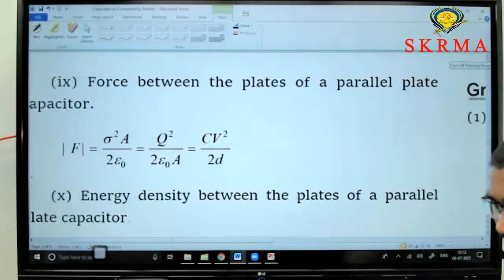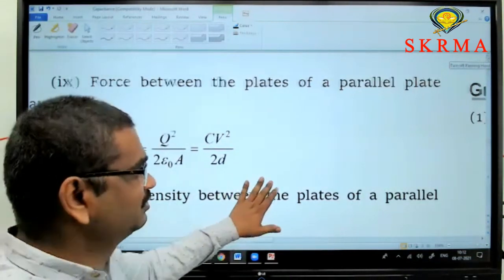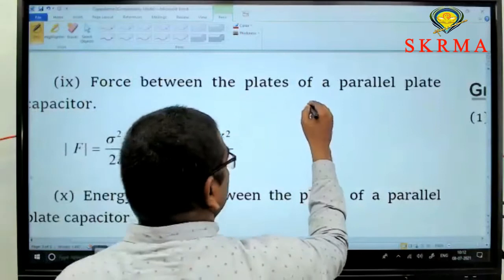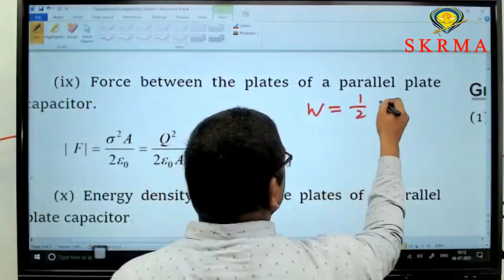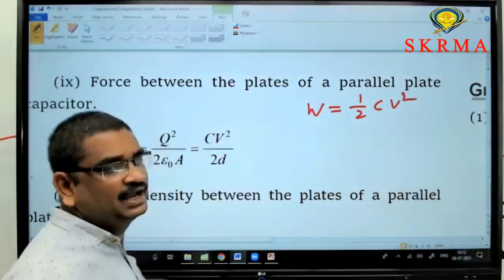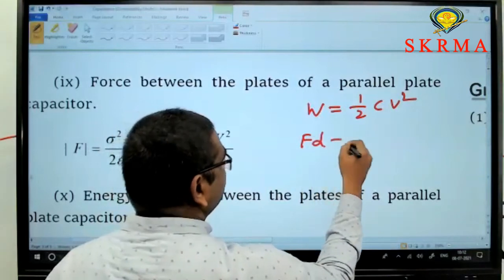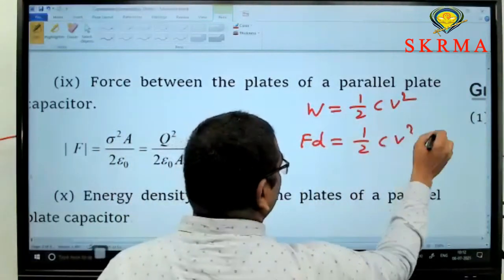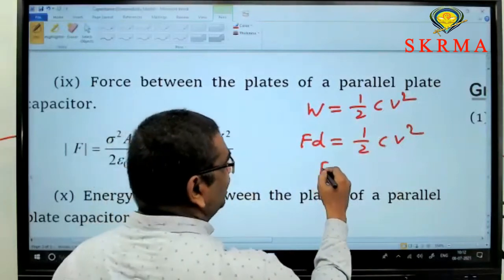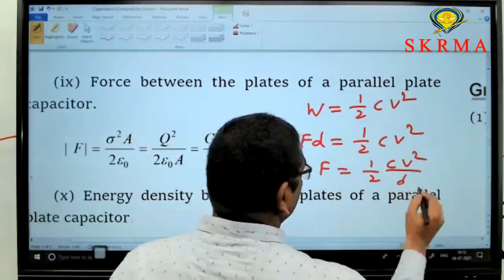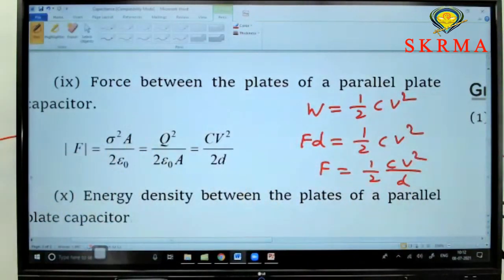Next one, last but one, the force between parallel plate capacitors. For this one also, we can solve from the energy equation. What is the energy stored in the capacitor, or work done? Energy stored formula is half CV square. Energy is nothing but work done. Work done can be written as force into distance or displacement. So F into D equals half CV square, or force can be written as CV square by 2D.